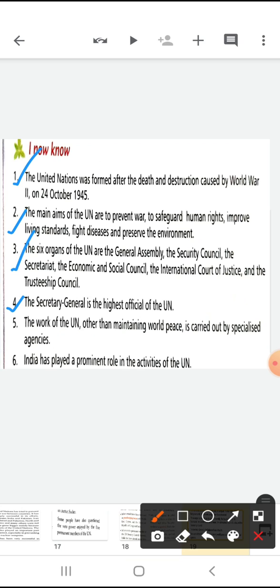The Secretary General is the highest official of the UN. The work of the UN, other than maintaining world peace, is carried out by the specialized agencies which we have studied. For example, UNICEF, UNESCO, the Food and Agriculture Organization, like this. And India has played a prominent role in the activities of the UN.